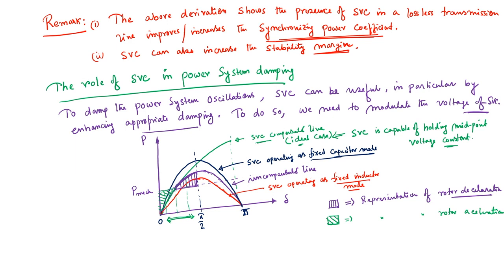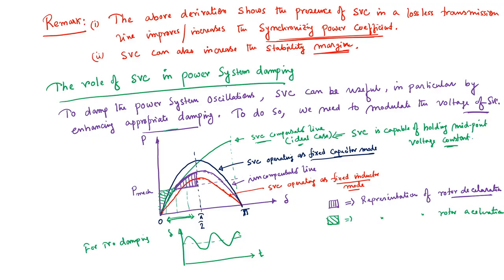Now, we need some sort of damping of this. So, for no damping, if we plot this delta with respect to time, then it would be something like that. It will accelerate and decelerate like that. We need some sort of damping to this, so that it will quickly settle to some point, and that is what is called power system damping.